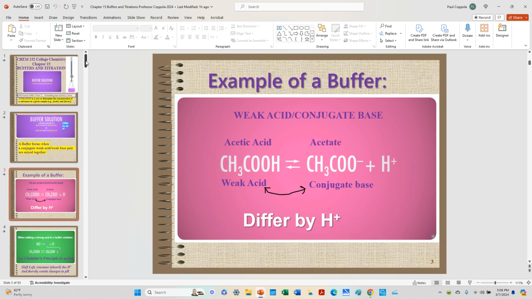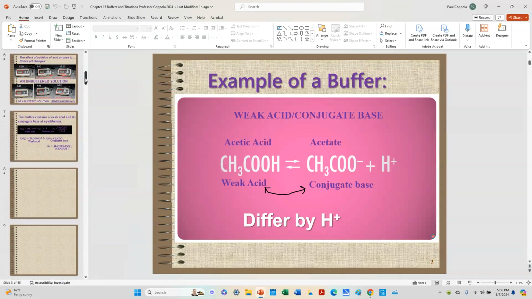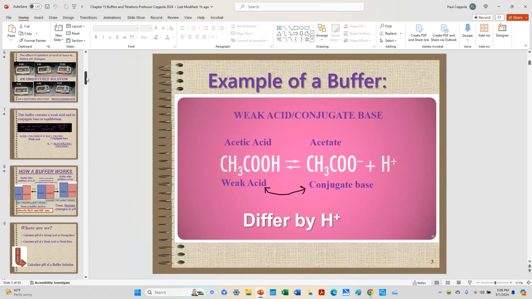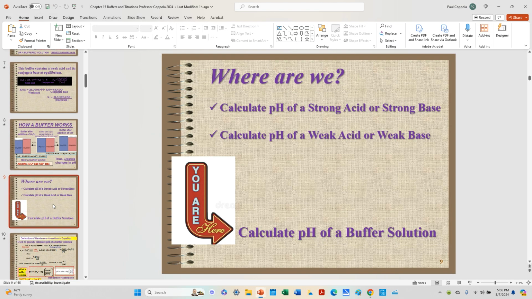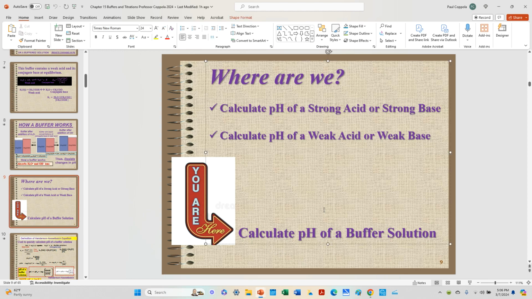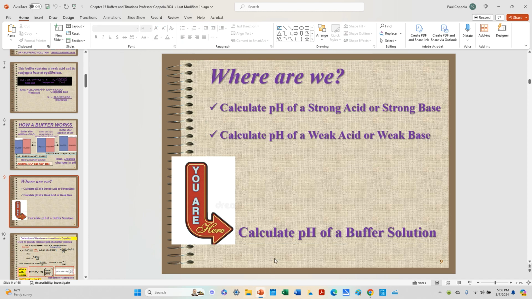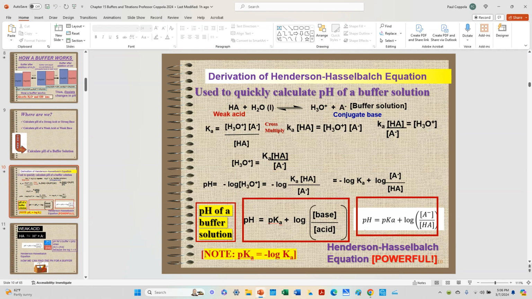And then we go to our Henderson-Hasselbalch equation. Of course, you should look at all the slides; I'm just highlighting. We've calculated the pH of a strong acid and a strong base, and the weak acid and the weak base. And now we learn how to do the pH of a buffer solution. And again, all these equations are always true. They reflect what's happening in nature.